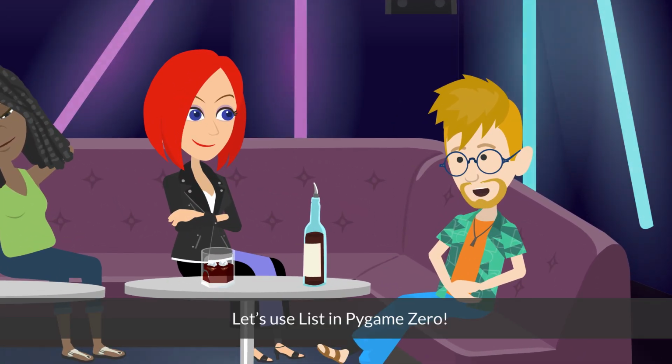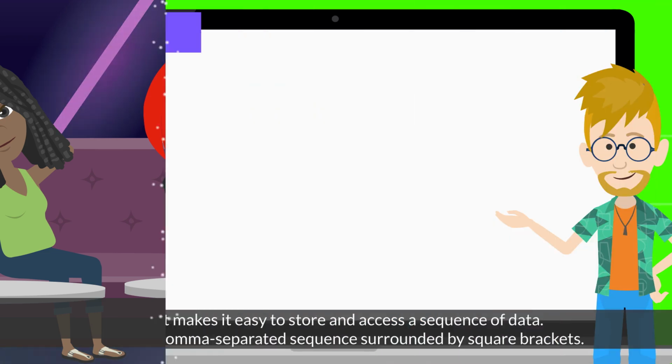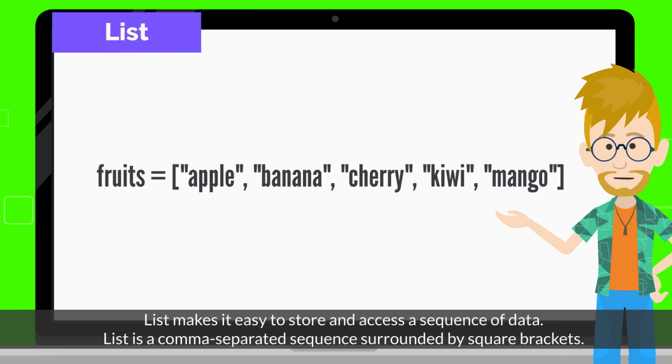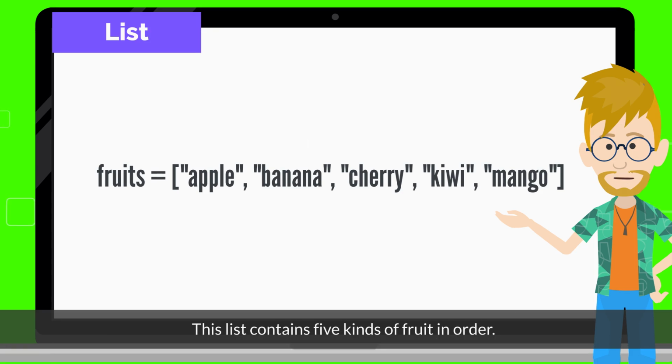Let's use list in Pygame Zero. What is list? List makes it easy to store and access a sequence of data. List is a comma-separated sequence surrounded by square brackets. This list contains 5 kinds of fruit in order.